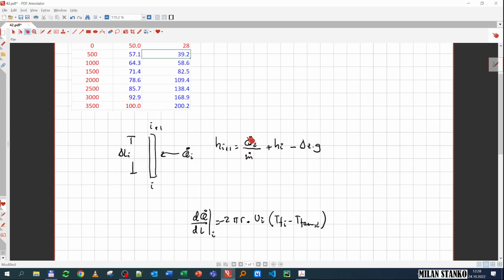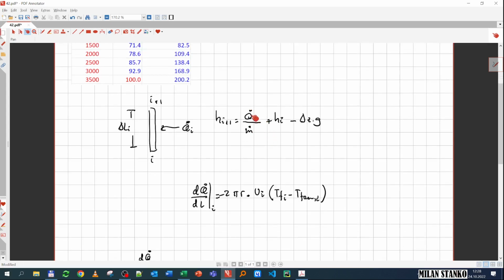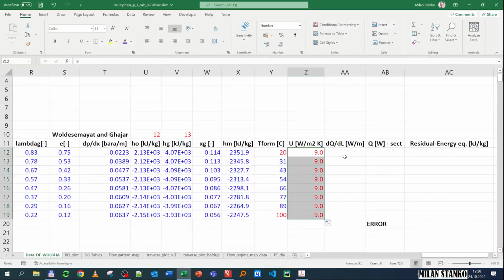Okay, but let's calculate now the heat, and we're going to do it in two steps. First we're going to calculate the dQ/dL at a given position, which will be minus 2πR, the U at that place, and then the difference of temperature at that place. So that will be this column here. We're going to calculate the dQ/dL at each position.